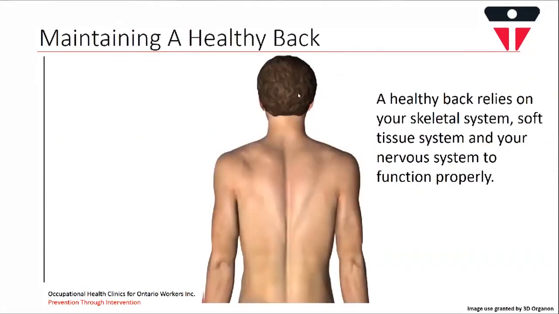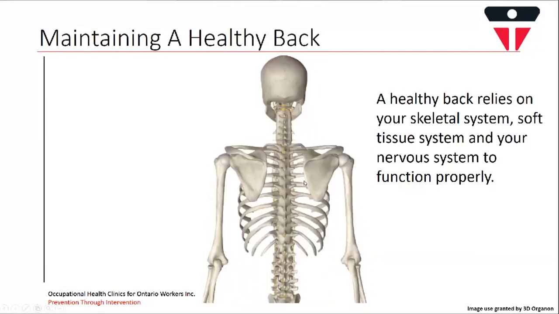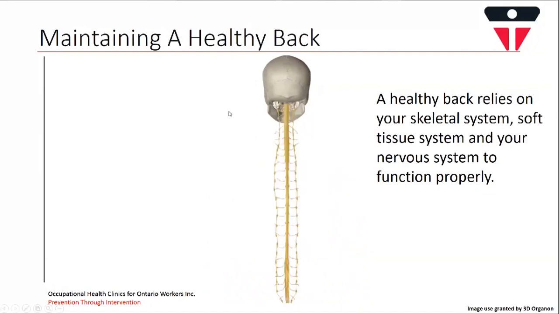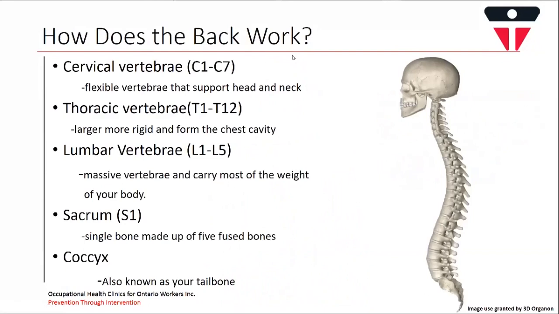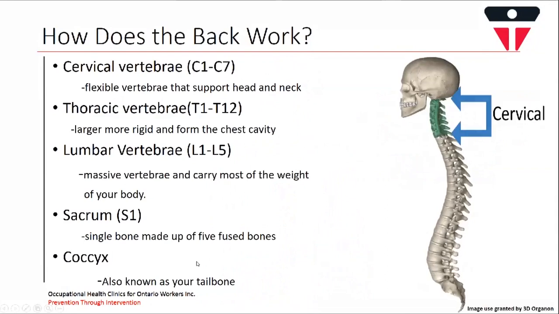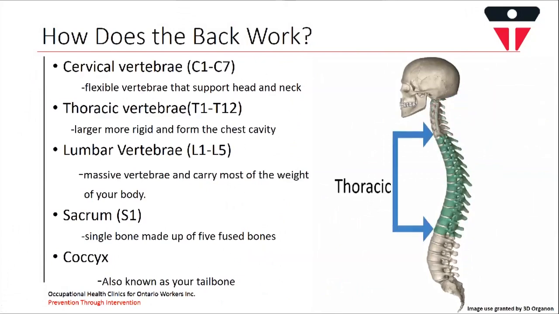A healthy back relies on a soft tissue system like muscles, a nervous system, and a spinal cord, to be able to function properly. The back itself is divided into a number of regions. The first being the cervical vertebrae. There's 7 of them, and they support the head and the neck.